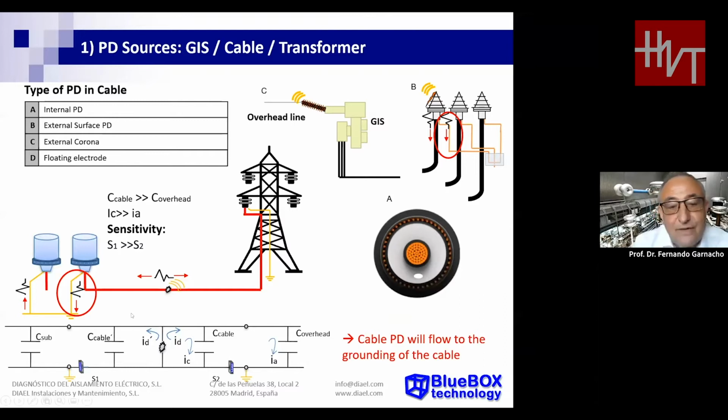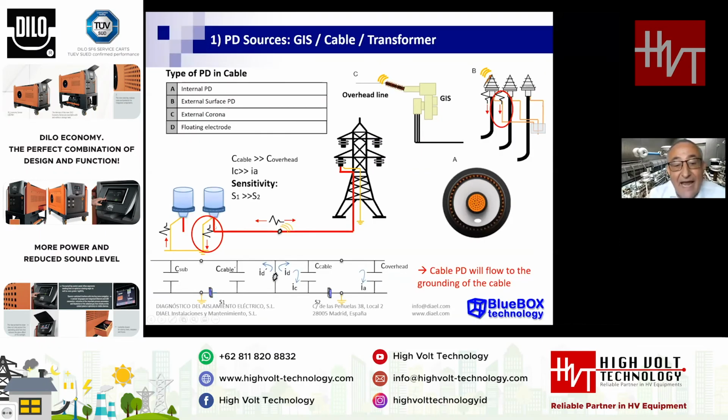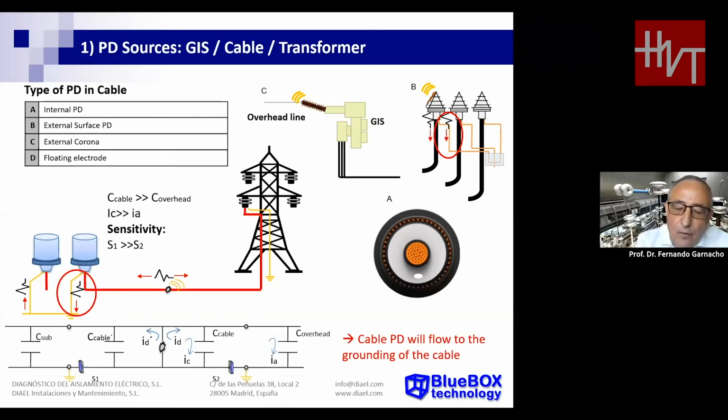In this slide, you can see a cable connected to a GIS and connected to an overhead line. In this cable, for instance, we can have a partial discharge in a middle position, and it's very interesting to analyze what is the best position to have more sensitivity. You can see the equivalent circuit shown below, and in this circuit you can see the defect provokes two current pulses, one on the right and the other on the left.